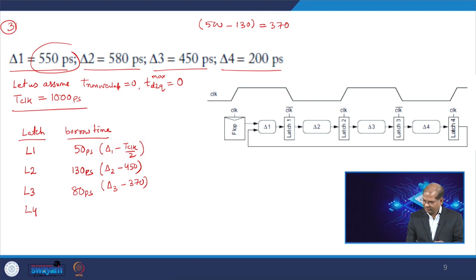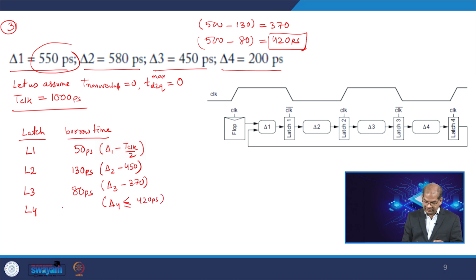Then for L4, it is 500 minus 80, which is basically 420 picosecond. So, your delta 4, since your available time is 420 picosecond, but delta 4 is less than 420 picosecond. So, it is not borrowing anything, no borrowing in this case.